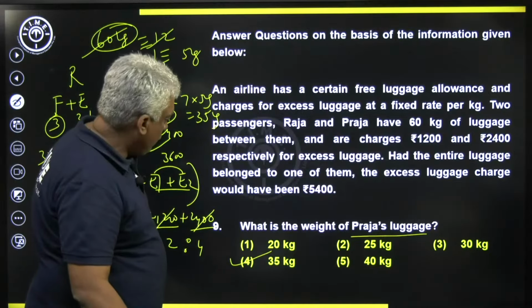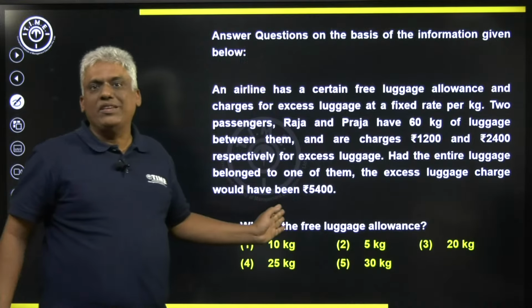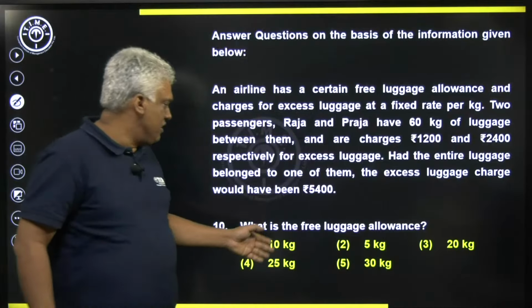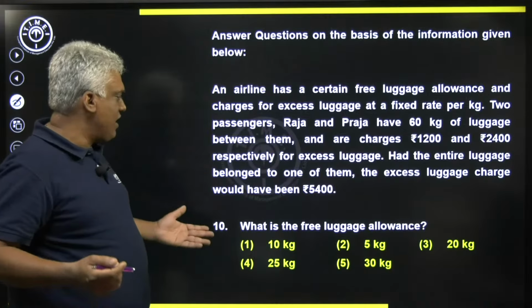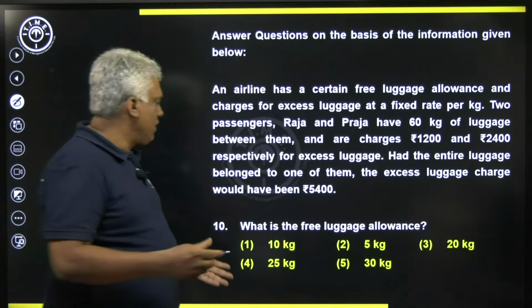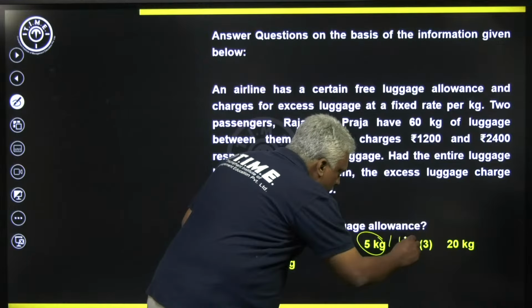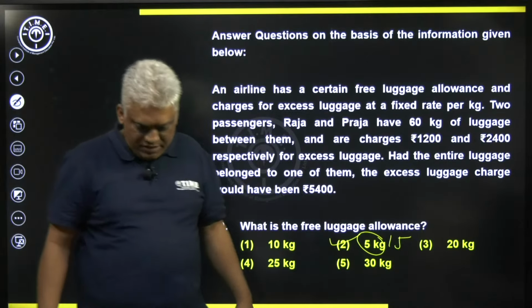Now look at the options. 15 kg is not an option. In this year's CAT question, the correct answer was not there. There was a printing mistake here, so the correct answer was not there. 15 kg is the answer, but it was not among the options. You can make option 2 say 15 kg. I'm just changing the option from 5 to 15 kg.